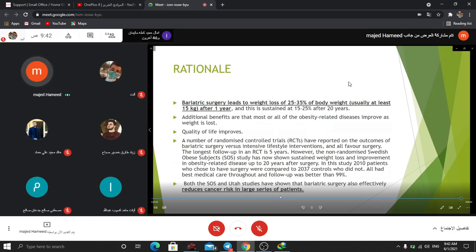Conventionally, bariatric surgery leads to weight loss of 25 to 35% of body weight, usually at least 15 kilograms after 1 year. Additional benefits are that most or all of the obesity-related diseases improve as weight is lost, and quality of life improves. Many studies have shown that bariatric surgery also effectively reduces cancer risk in large series of patients.